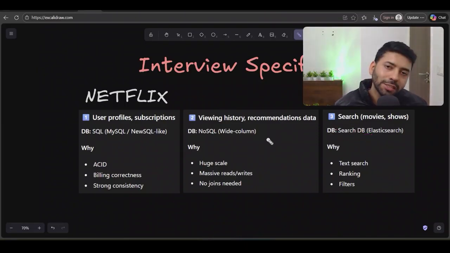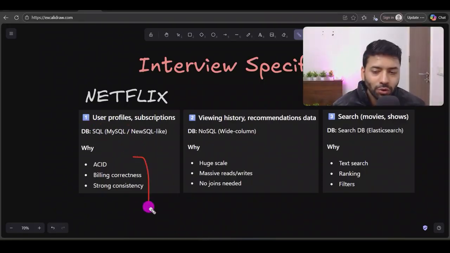Now these are not just specific to Netflix. If any other system is also using, like you can say, user profiles, then you can simply use SQL there. You already know the reasons, right? Similarly for search, if it is any product like even Amazon or YouTube, for search, now it's fundamental for us that we will use a search database like Elasticsearch there.